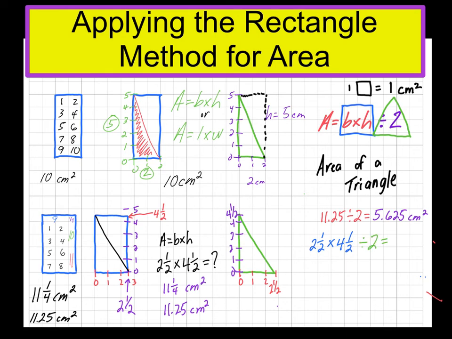And that answer would also equal 5 and 625 thousandths centimeters squared. So it's the same thing. It's just one way it shows you with the formula for the area of a triangle, which is down here. And this is where I use the rectangle method for area, where I took my rectangle's area and I divided it by 2, because a triangle is half of a rectangle.